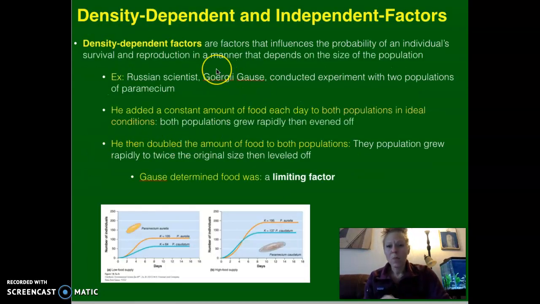And so factors that are going to impact the size of a population. We have both density-dependent and density-independent factors. Density-dependent factors are factors that take into consideration the size of the population. And so if the size of the population increases, that's going to have effects.